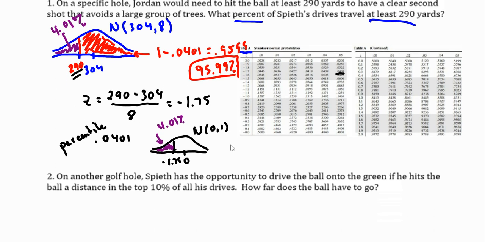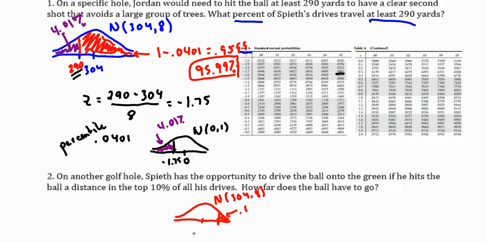We can also use this to answer this question. On another golf hole, Spieth has the opportunity to drive the ball onto the green if he hits the ball a distance in the top 10% of all his drives. How far does this ball have to go? So we're looking for the top 10% of all of his drives. Once again, we have 8, but we're given that we want 10%, so we have a value of 0.1.